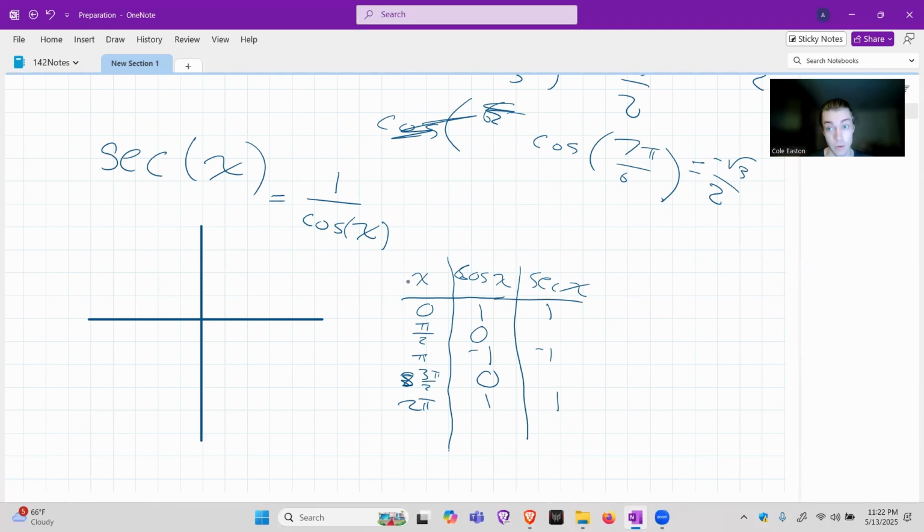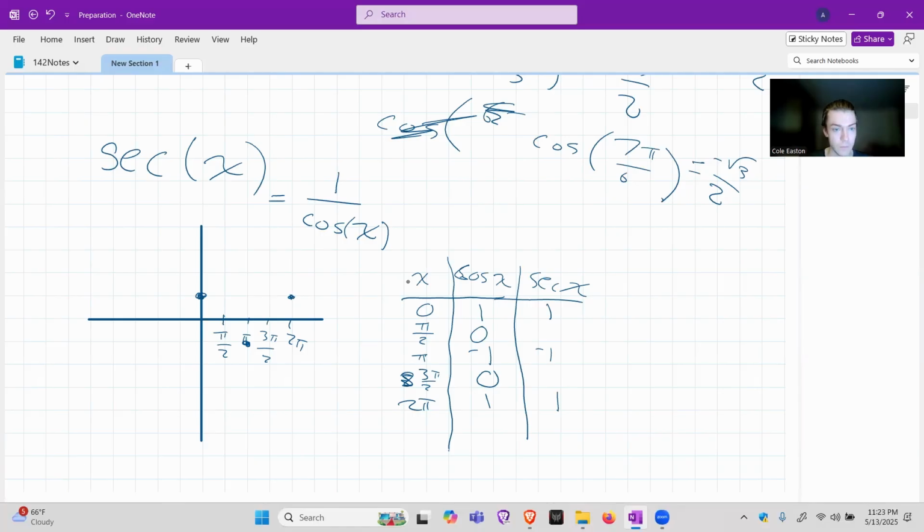Okay, so let's see what we can do here. So we know that we get a point here at 0, 1. Let's label our axes really quick. Pi, 2 pi, okay. So we know we have this point. At pi, we have negative 1. And then at 2 pi, we have 1.